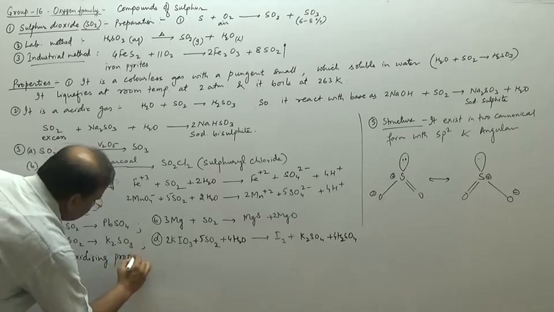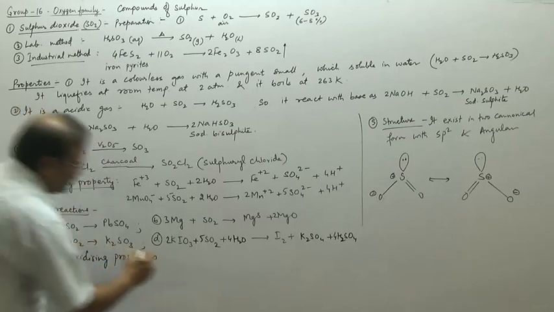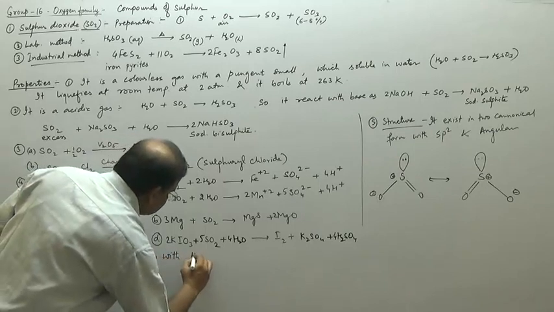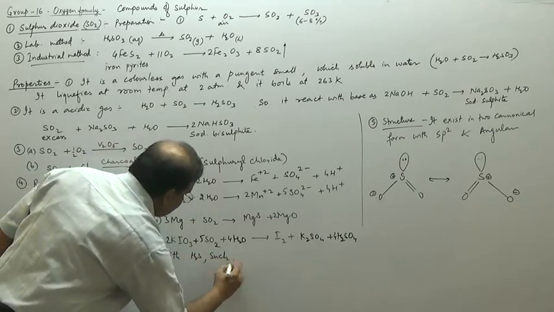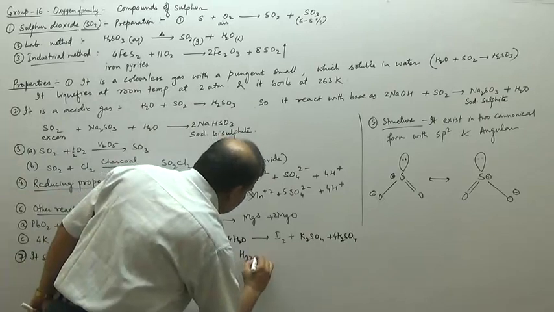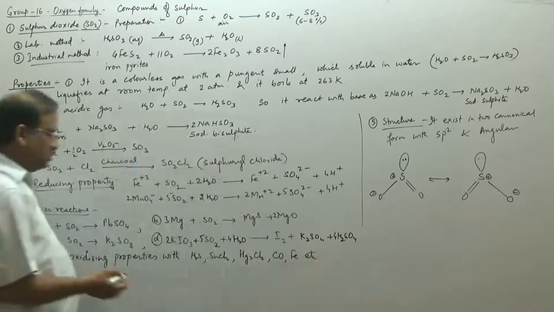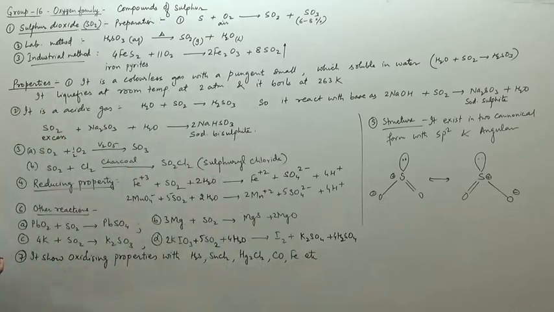It shows the oxidizing properties with H2S, with SnCl2, and with other reagents like Hg2Cl2, CO and Fe, etc. It shows the oxidizing properties with these. So we can write like this, that is the reactions what we have. So the oxidizing properties are like this.